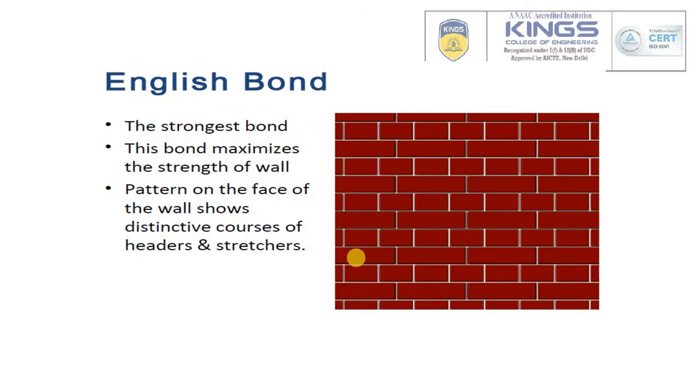English bond is the strongest bond. As the name suggests, it is a common bonding in English culture. It has the maximum strength of wall. The pattern shows alternating courses of headers and stretchers. They use stretchers in one layer and headers in another layer. So one layer of stretchers, another layer of headers, the strongest bond available.